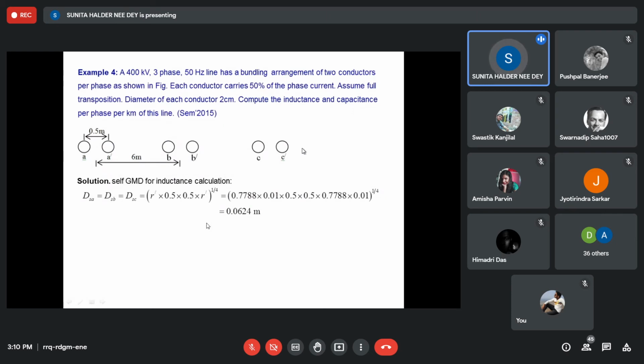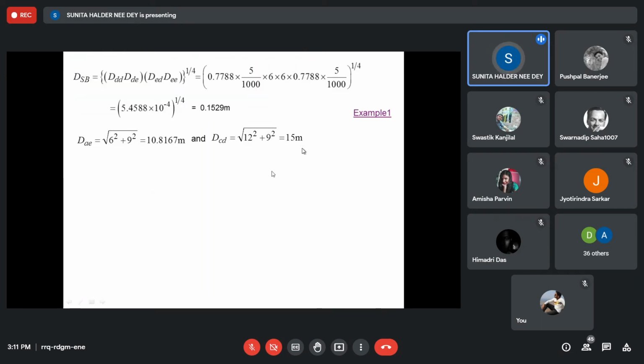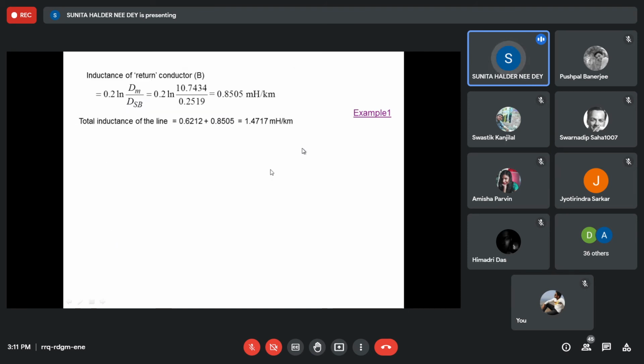Next is the three phase line. This is a 400 kV three phase 50 Hz line. Now one more thing. Say you have calculated the inductance of the line. If you know the frequency, you can calculate the inductive reactance X of the line. You must remember that we are calculating inductance in henry per kilometer or millihenry per kilometer. So whatever inductive reactance you get is on a per kilometer basis. If you multiply it by the length of the line, only then will you get the total inductance of the line.